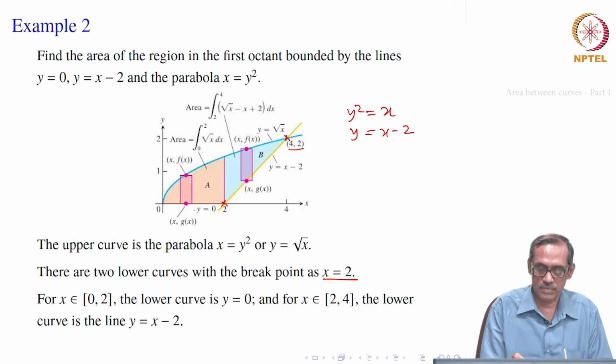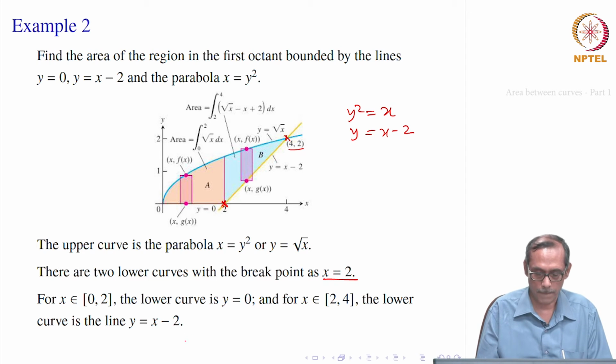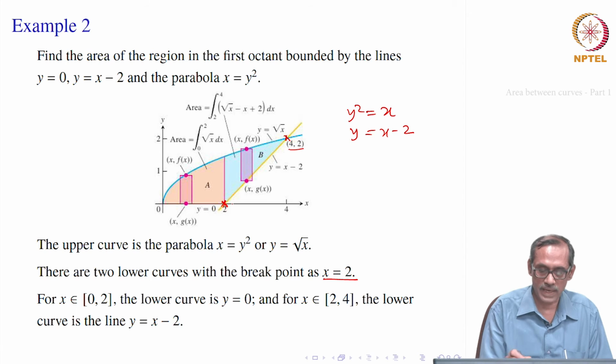So, that is how we have obtained x varying from 0 to 4, and we have a breakpoint at 2, that is, two different regions are coming where the upper and lower curves are different now. Okay. So, when x varies from 0 to 2, the lower curve is y equal to 0, and the upper curve is y equal to root x. That is what we discussed.